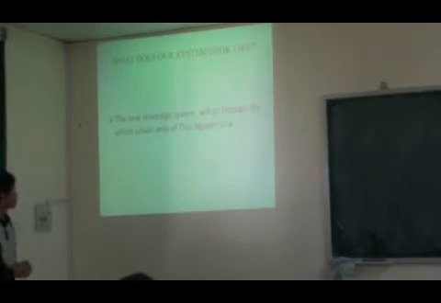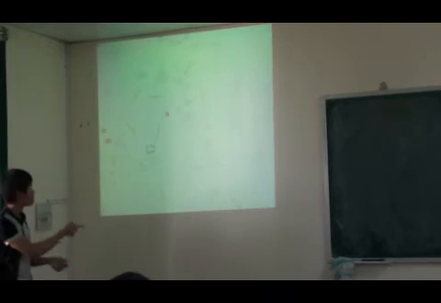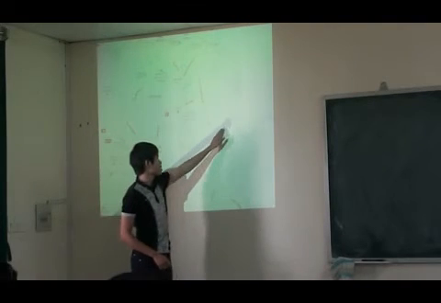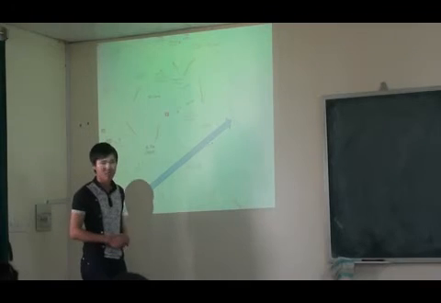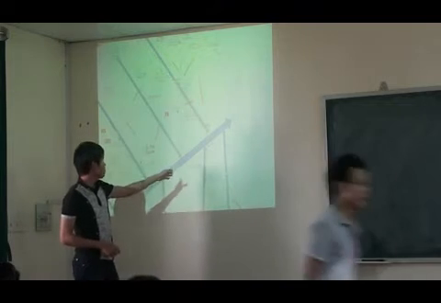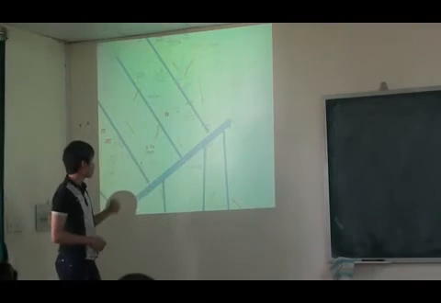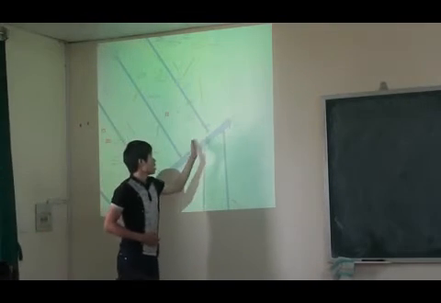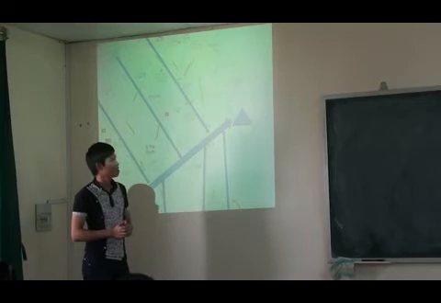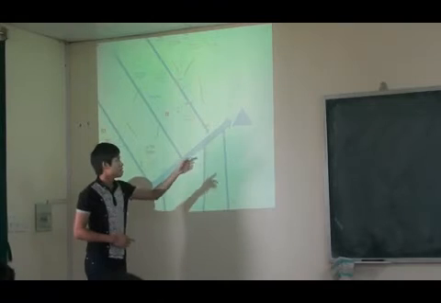The new sewerage system will go through the whole urban area of Hai City. This is the map. The system has the main sewerage system that goes straight to the Coal River, which is very dirty. Not so dirty, but we will make it. The main will be supported by many sub-sewerage systems that go through the urban area and collect the dirty water. When it goes to the main, it goes to the processing company. The processing company will process the water, make it clean, and send it to the river.